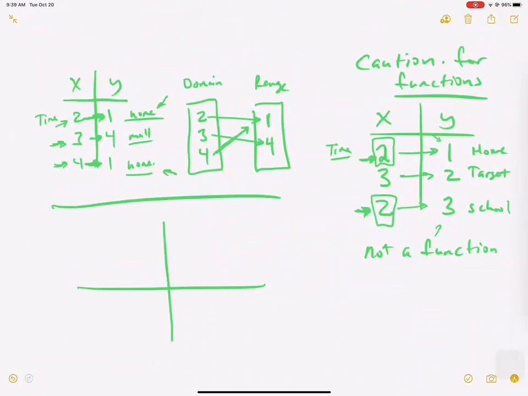We can graph these, domains and range. We said 2 goes where? 2 goes to what number? 2 goes to 1. 3 goes to 4. Here's 4. Our y value is 4. Remember, these are always our x's and our y values. And 4 goes back to 1.